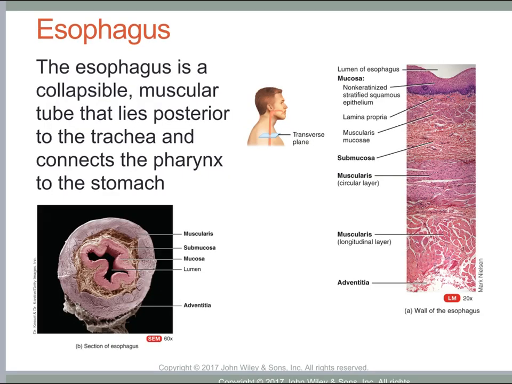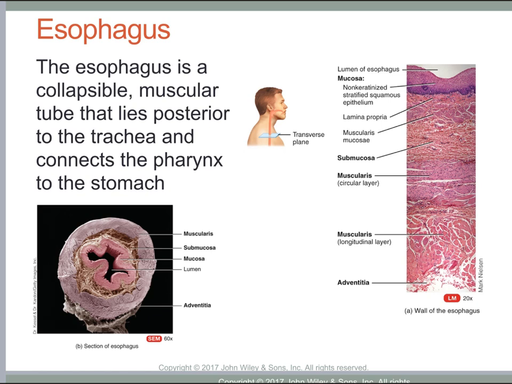Which brings us to our esophagus. Now, the esophagus is pretty unique. It is a collapsible muscular tube that lies behind the trachea, posterior to the trachea, and is going to connect the pharynx to the stomach. Now, a unique thing about the esophagus, it is broken up into three regions: a first third, a middle third, and a bottom third. Now, the first third is going to be primarily skeletal muscle. The middle third, or the second third, is going to be a hybridized skeletal to smooth muscle transition. And the latter, the bottom third, is going to be primarily smooth muscle.